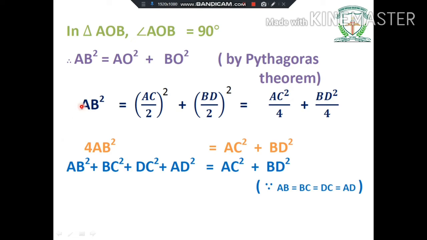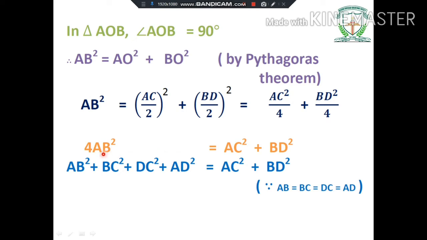Multiplying 4 into AB square, you get 4AB square equals, here if you multiply by 4, 4 and 4 get cancelled, you get AC square plus, here again 4 multiplied by 4, 4 and 4 get cancelled, you get BD square. So therefore 4AB square is equal to AC square plus BD square.